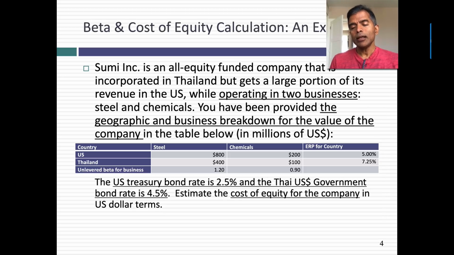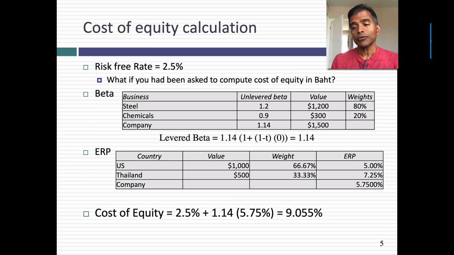Okay, you ready? Let's start. What am I asking for? I'm asking for a cost of equity in US dollar terms. So let's start with the risk-free rate. It should be the simplest of the inputs. So let's get it nailed away. I wanted a cost of equity in US dollars. So guess what? I'm going to use the US T-bond rate as my risk-free rate.